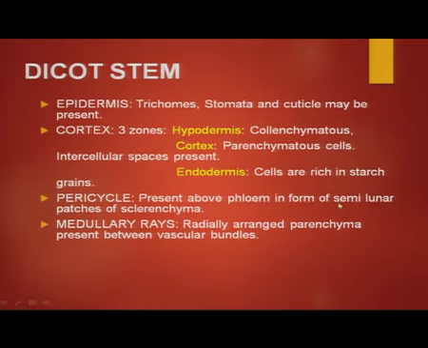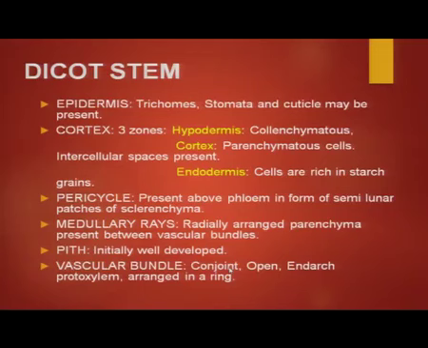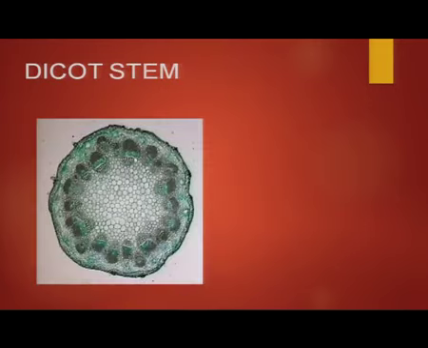Pericycle is also different because it is present above phloem in form of semilunar patches, and it is made up of sclerenchyma. One new structure that we find here is the medullary rays. They are arranged between the vascular bundles. The pith is initially well developed. Another difference between root and stem is that the vascular bundles here are conjoint, open and dark, and they are arranged in a ring. This is how a dicot stem looks like.